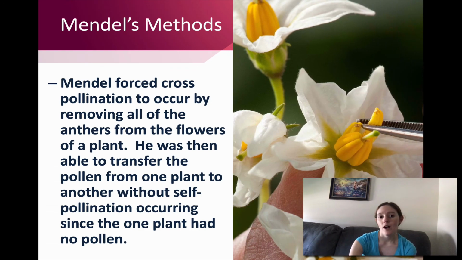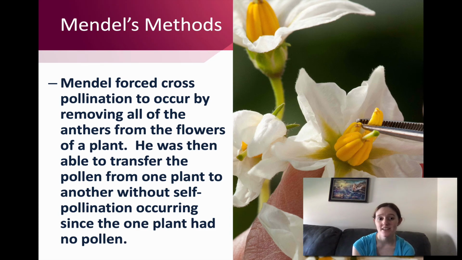Mendel wanted to control how his plants were pollinating. So he forced cross-pollination to occur by plucking out, which would be very, very tedious, plucking out all the anthers from the flowers of each plant. And by doing this, he was able to transfer the pollen to which plants he wanted it to go to.